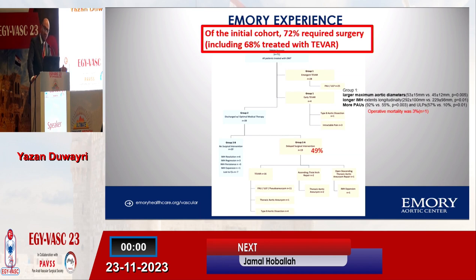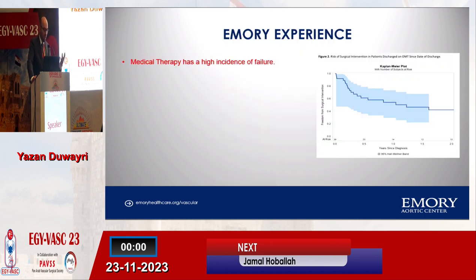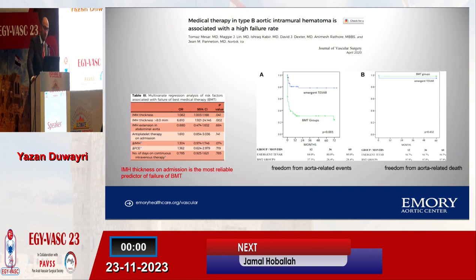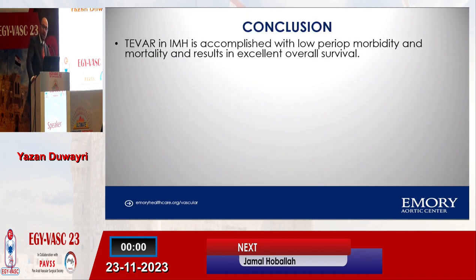So in general, intramural hematoma is not a benign finding. Most patients will end up requiring surgery or TEVAR in the future, and medical therapy has a high incidence of failure. And this was found in multiple other studies later after our study. So in general, TEVAR in IMH is accomplished with low perioperative morbidity and mortality and should be considered liberally initially.